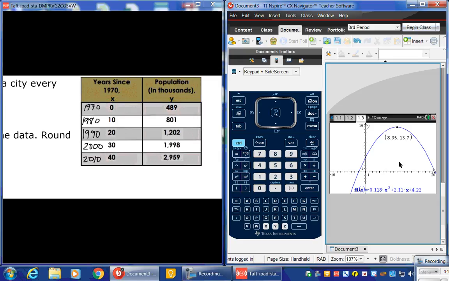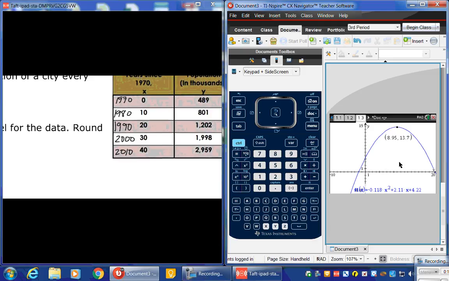Now this is where in a table sometimes you can get very lost, because the population, notice it says in thousands. So here, this is not 489 people, it's 489,000 people. So when we enter this into our table, we're going to use these numbers. But when we get a result, we're going to be sure that we add the 1,000. And I'll show you how to do that in just a minute.